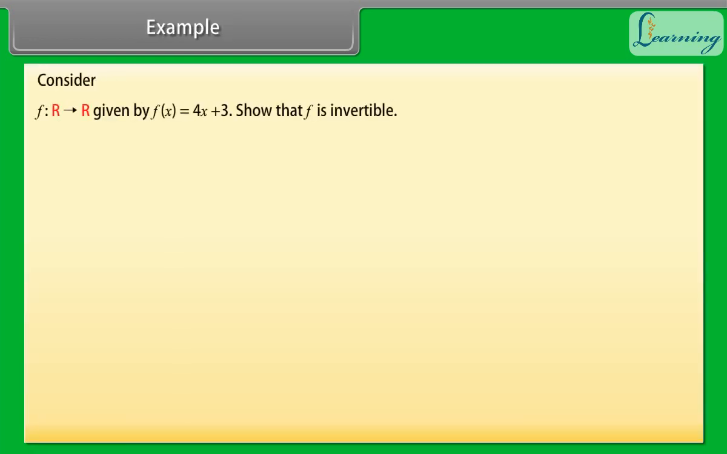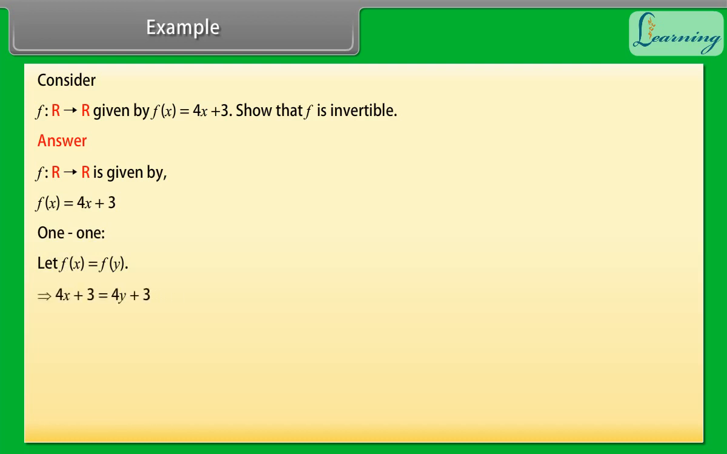Example: consider function f from R to R given by f of x is equal to 4x plus 3. Show that f is invertible. Answer: function f from R to R is given by f of x is equal to 4x plus 3. 1-1. Let f of x is equal to f of y, which implies that 4x plus 3 is equal to 4y plus 3. It implies that 4x is equal to 4y. It implies that x is equal to y.